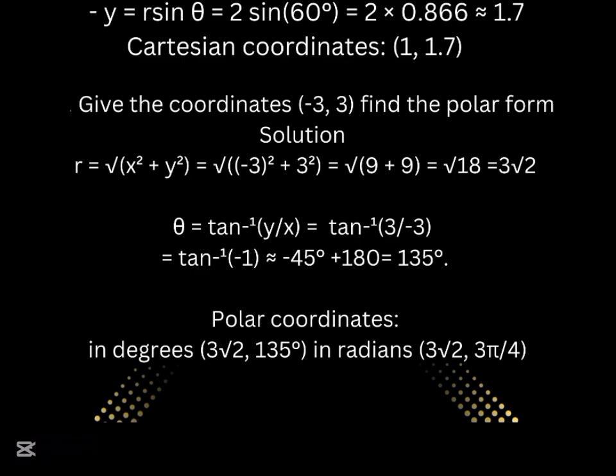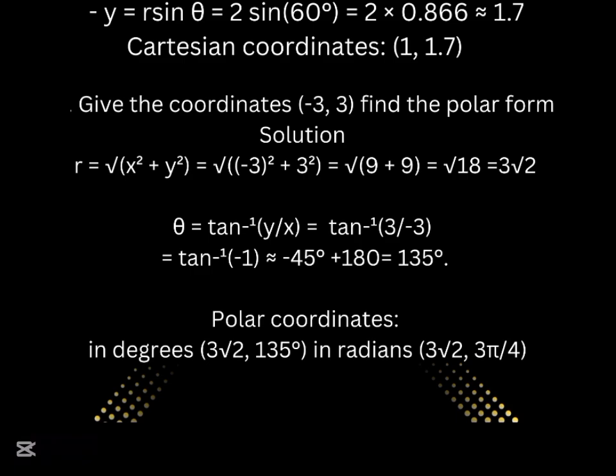Now you also have an example here. You might want to try this last example. Given the coordinates (-3, 3), find the polar form. So suppose you're not told which form it is: (-3, 3), is it in polar form or rectangular form? Obviously, it's in rectangular form, also known as Cartesian coordinates, right? Because it doesn't have an angle here. It's just the x and y components.